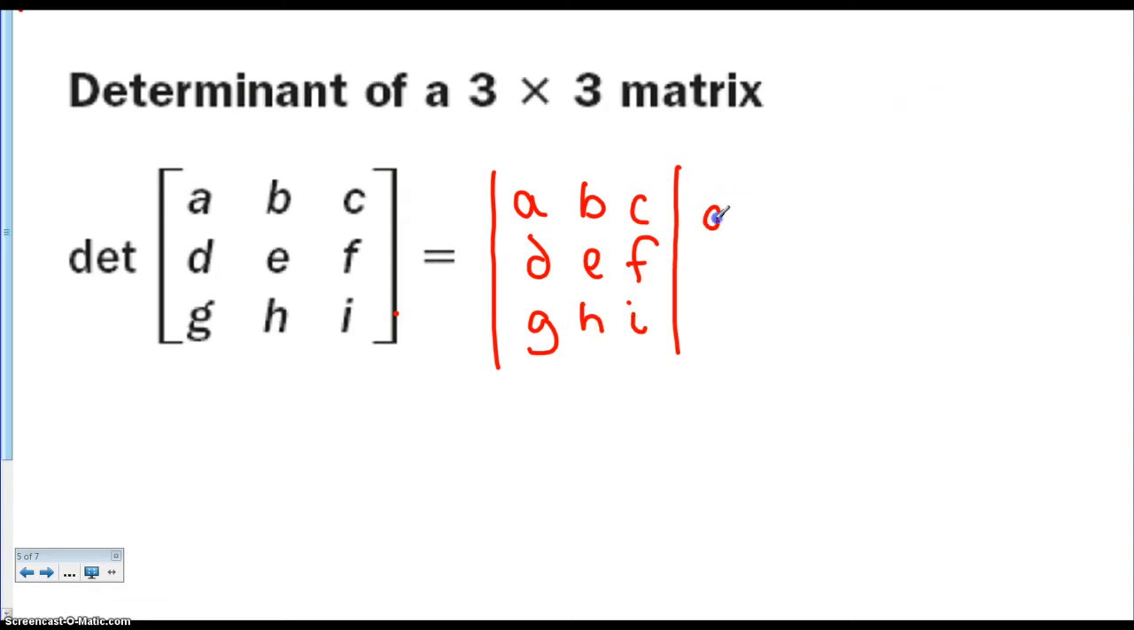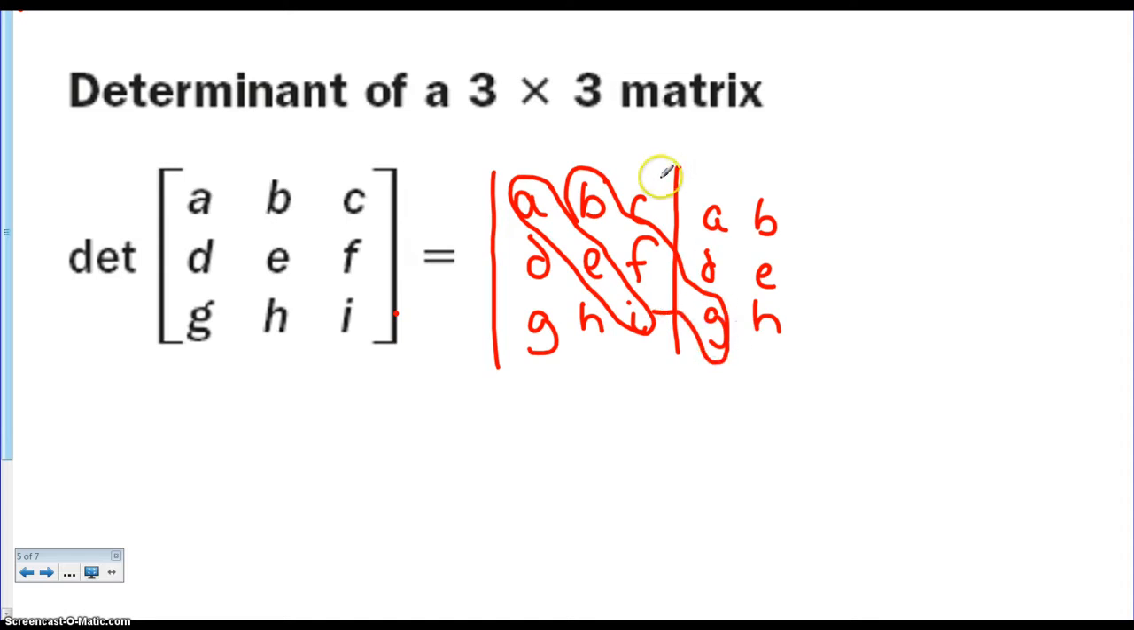So what I'm going to do is add the first two columns again outside my determinant bar. And what I'm going to do is multiply these three values together, these three values together, and these three values together. So I'm taking A, E, and I, multiplying them together, B, F, and G, multiplying together, and C, D, and H, multiplying together. I'm going to add these three numbers together.